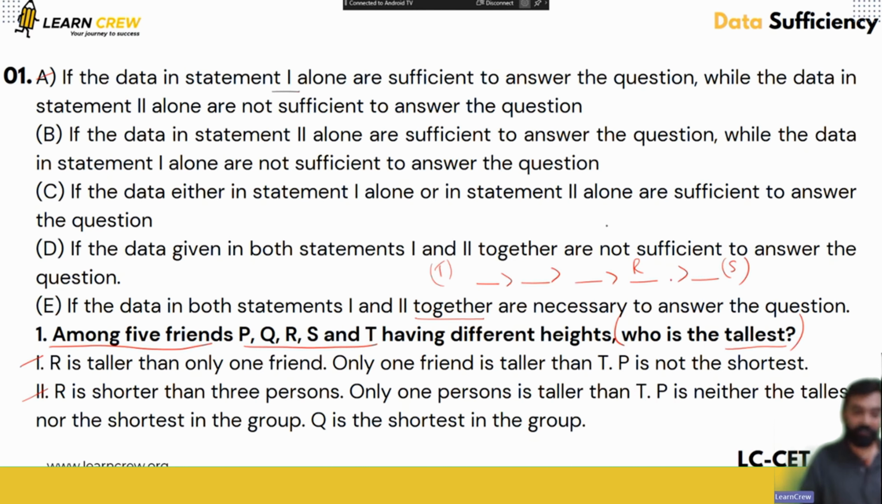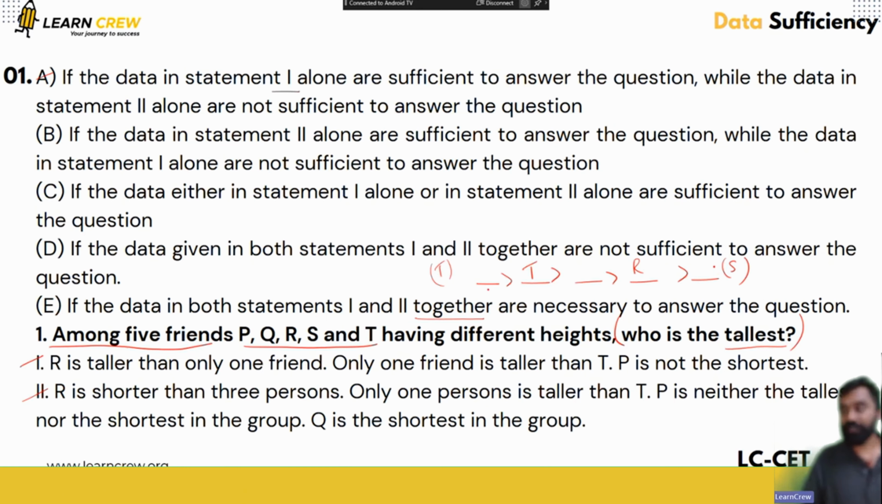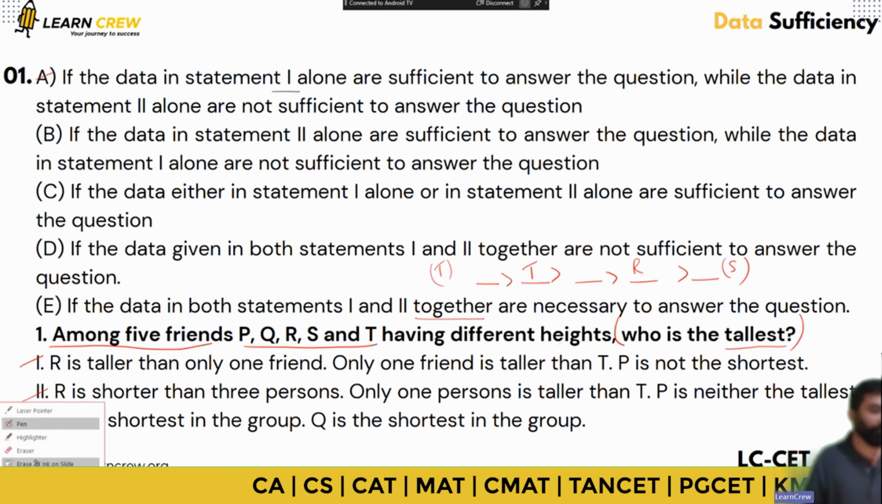So where do I place the second? P is not the shortest. So P is not the shortest means he can either be in between or he can be here. We are not conclusive. So statement 1 is not telling us who is the tallest. So we cannot select statement number 1. Okay. Now go to statement number 2.